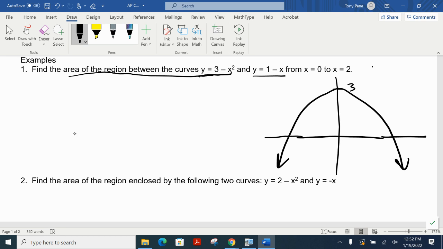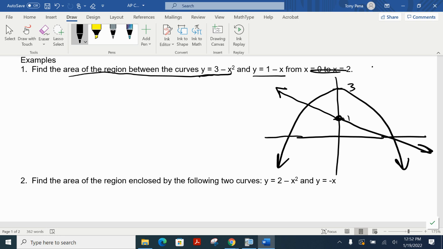Then this is a line in slope-intercept form. So our y-intercept is going to be 1 for this line, and then we have a slope of negative 1 right here. So if we sketch in a line with a slope of negative 1 through the y-axis at 1, that's what our graph would look like.